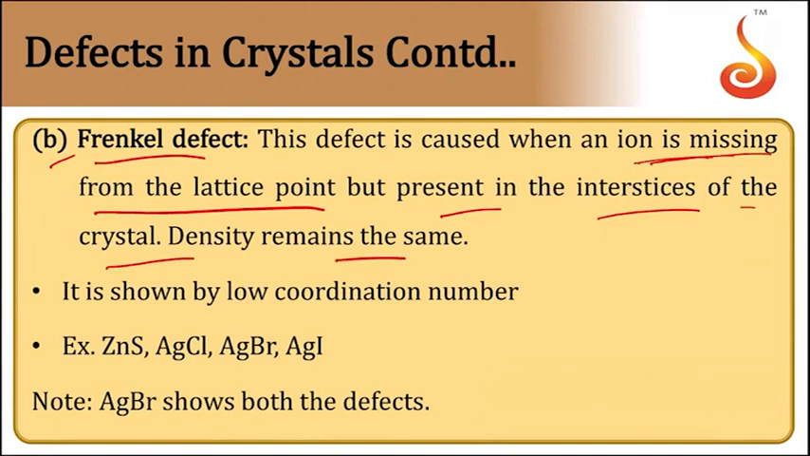Density will not change because the atom is present, not missing altogether. It is shown by low coordination number compounds like zinc sulfide, silver chloride, silver bromide, silver iodide. But we need to remember one point here, AgBr shows both the defects, both the Frenkel as well as Schottky type of defects.